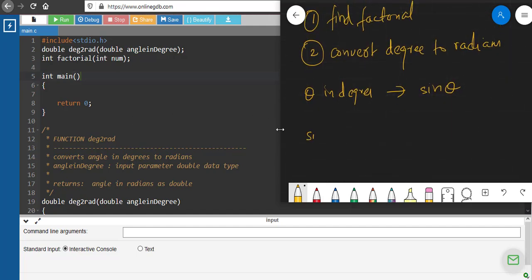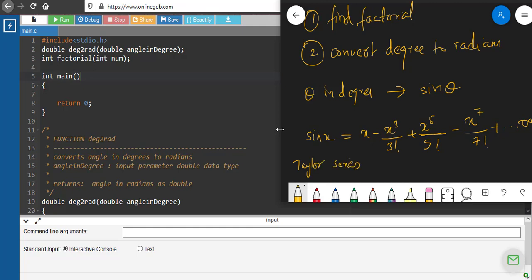sine of any angle, let's say x, can be written as x minus x cubed by 3 factorial plus x raised to 5 upon 5 factorial minus x raised to 7 upon 7 factorial plus so on up to infinity. So this is a series for sine. This is what is known as the Taylor series.